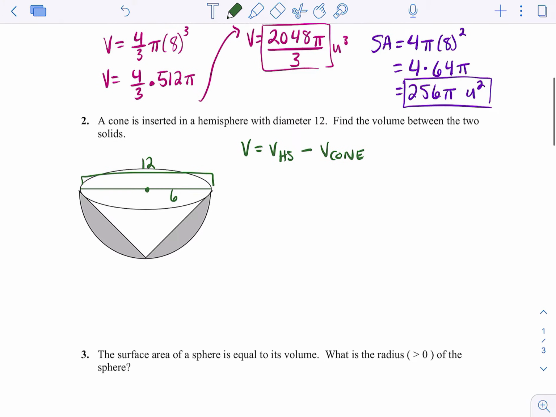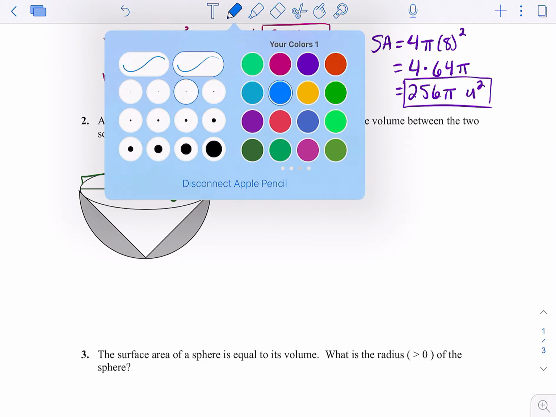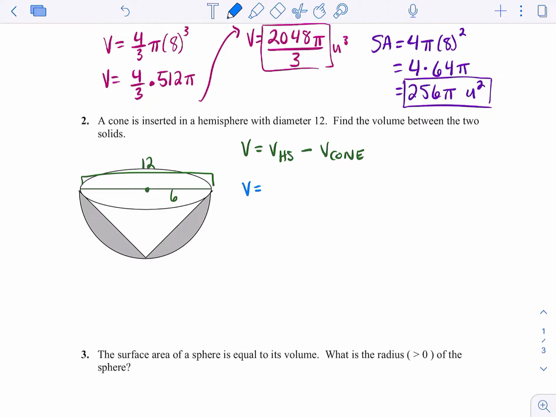So then this is a great time to review these formulas. For the volume of a hemisphere, it's going to be half of 4/3 pi r cubed because it's half of a sphere. So it's 4/3 pi times 6 cubed. Now, we could make our lives a little bit easier. If I took the two fractions 1/2 and 4/3, that's going to make this 2/3 pi times 6 cubed.